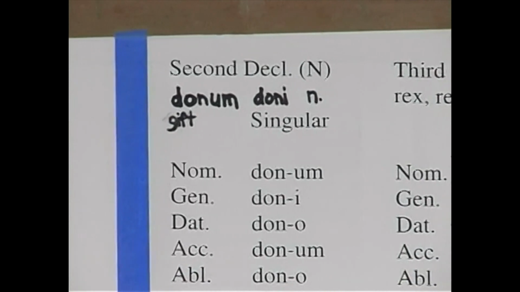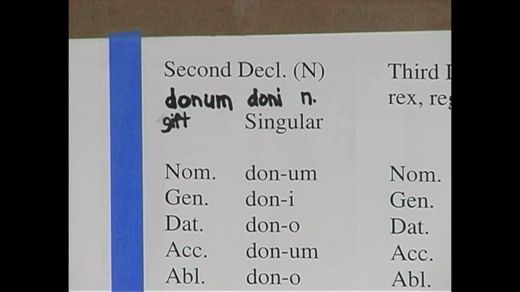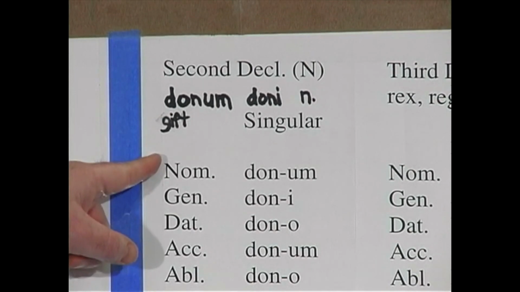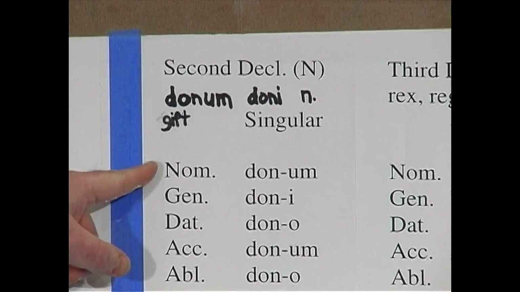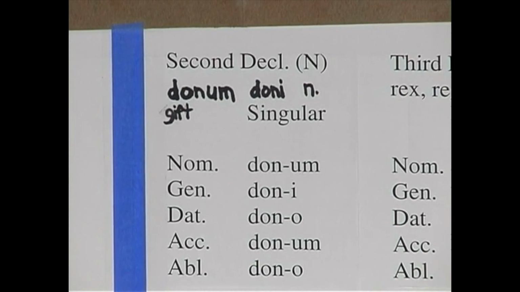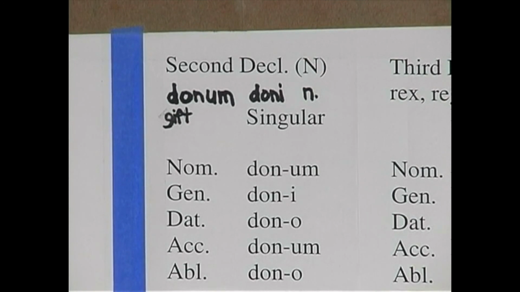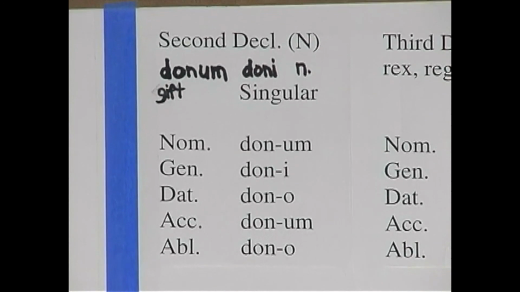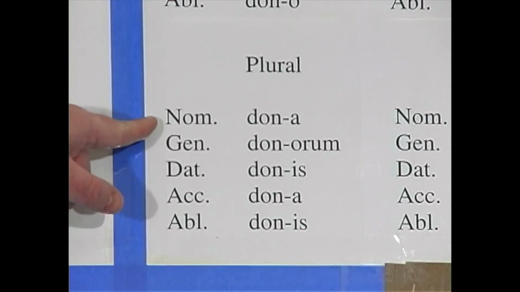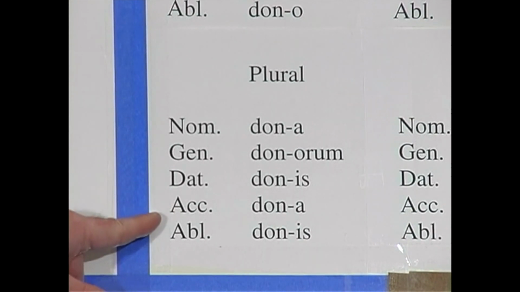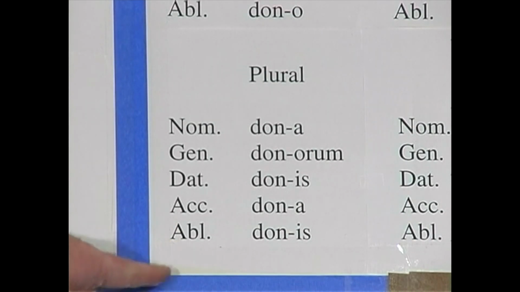However, neuter nouns are declined with a slight variation. That is, the accusative and the nominative are always identical. So notice, the declension goes donum, doni, dono, donum, dono. And then the plural is also different. The nominative plural is dona, donorum, donis, dona, donis.